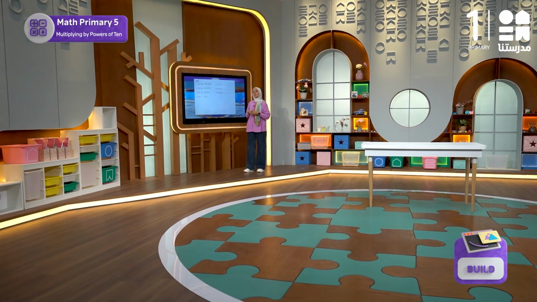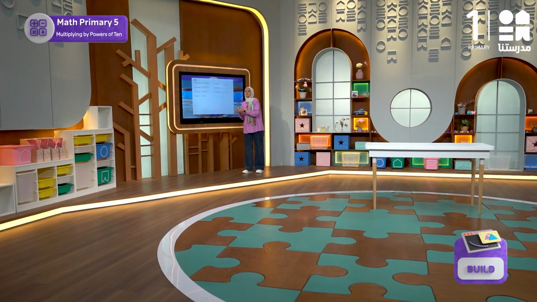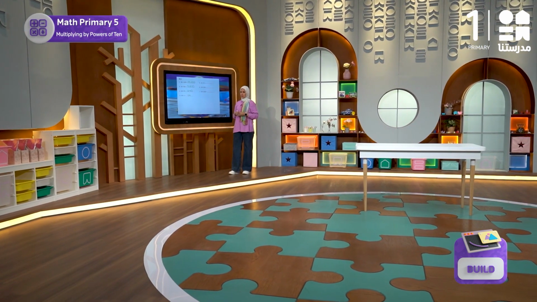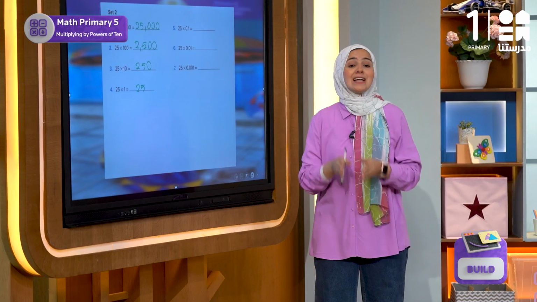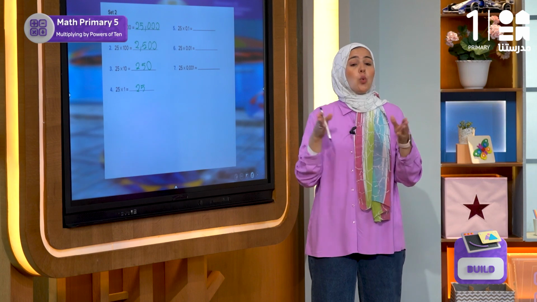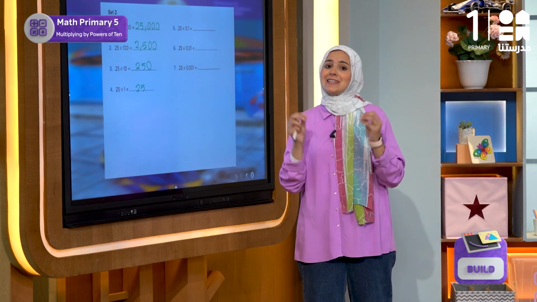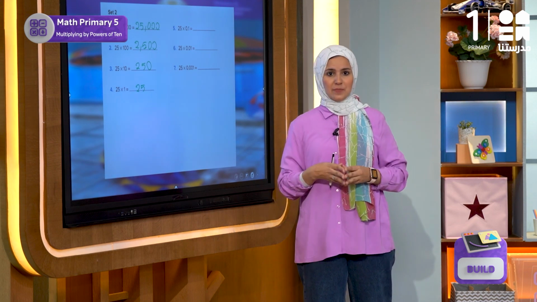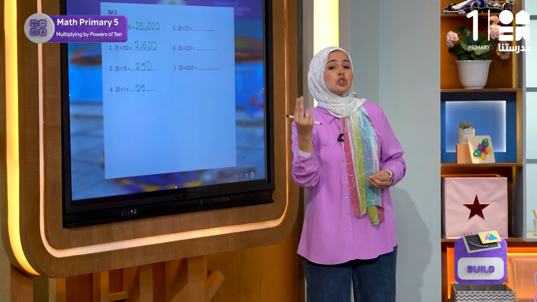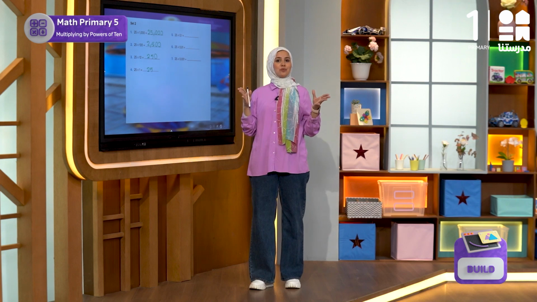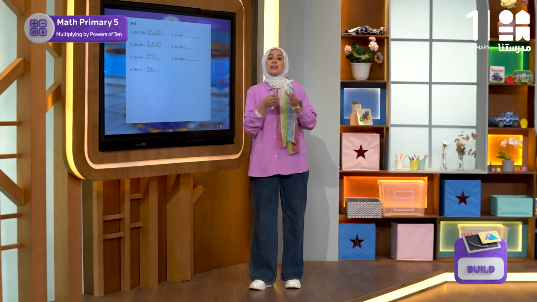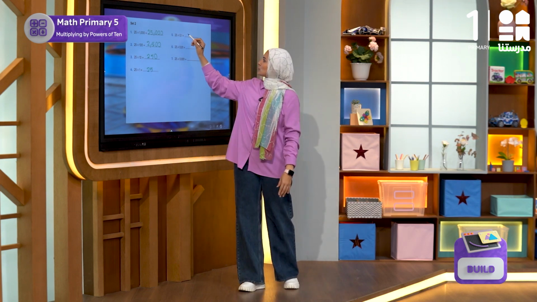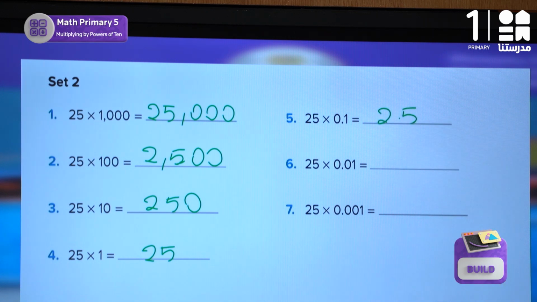All right, in problem 5, we want to multiply 25 times 1/10. In the same pattern, we will get 25 tenths. When we want to write the number in the standard form, we have to regroup 20 tenths as they are equivalent to 2 ones. So we will have what? 2.5 tenths. So it's going to be 2.5.